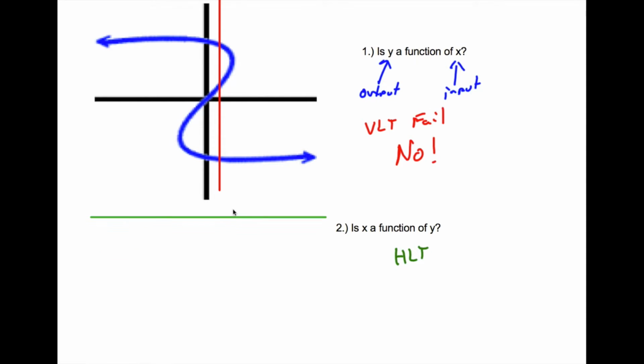I can pick up my horizontal line here. I go from the bottom, and right from the get-go we can see that we're hitting in more than one place. So in this case it's an HLT fail. So x is not a function of y.